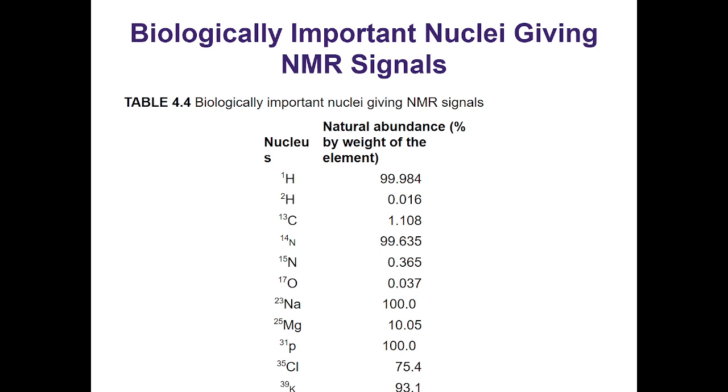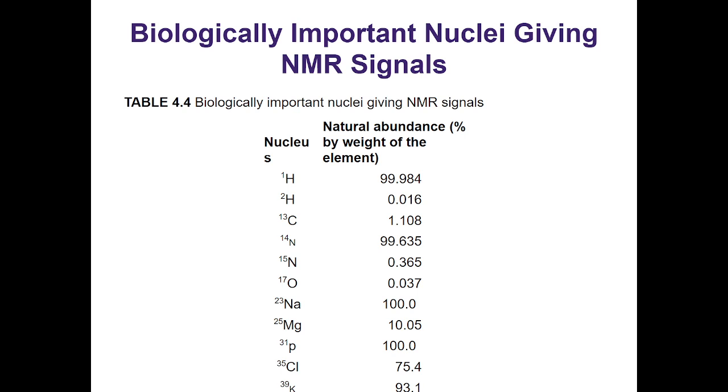The biologically important nuclei that you would monitor are these ones right here. You can monitor any one that's uneven. That doesn't mean even in number, like here's nitrogen-14, right? That means that it has one point that's irregular on it, and so the spin field is not symmetric. Kind of like a top.